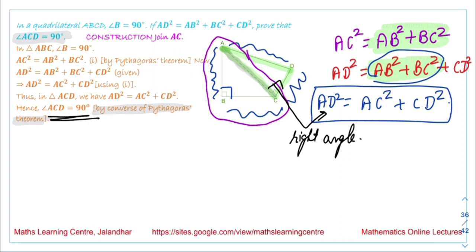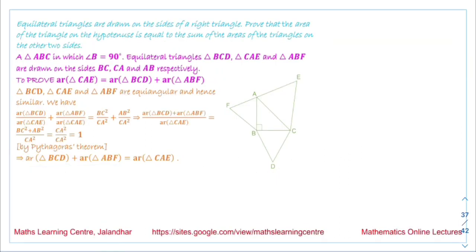Next is equilateral triangles are drawn on the sides of a right triangle. We are saying this right triangle ABC is given to us, and this is an equilateral triangle, this is an equilateral triangle. So equilateral triangle means AB, AF and FB, these lengths are equal. AC, AE and EC, these lengths are equal. Then BC, BD and CD, these three lengths are equal to each other.